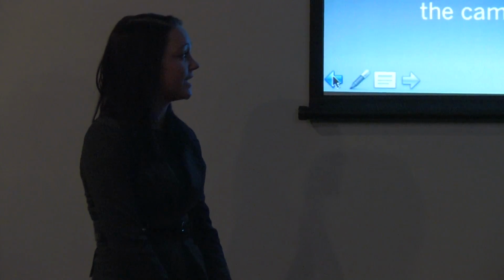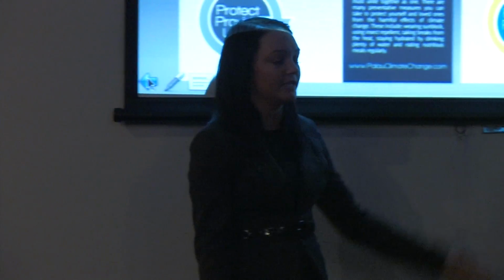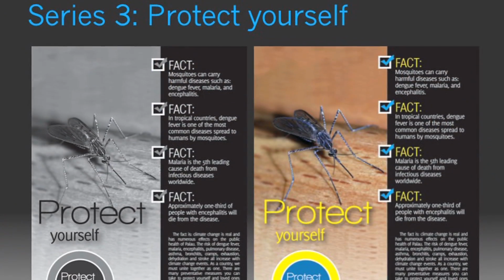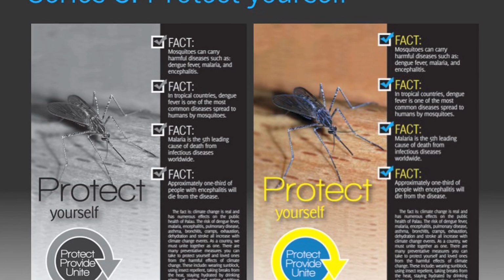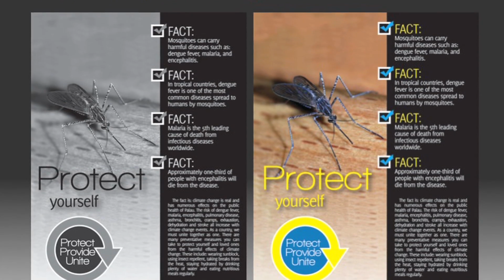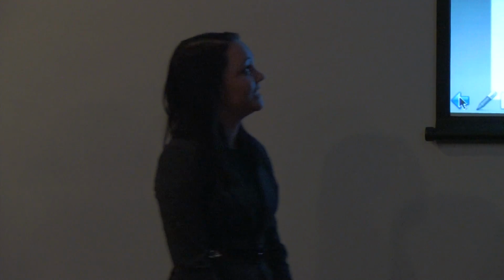These will be introduced during the second month of our campaign, and these can be seen throughout your newspaper. Even though we designed them to be in black and white, this is what they would look like in color, as they are designed to be our posters as well. These ads employ the fact strategy on your right with a corresponding image on the left. And this one is about protecting yourself from mosquitoes, as they can carry harmful diseases such as dengue fever, malaria, and encephalitis.